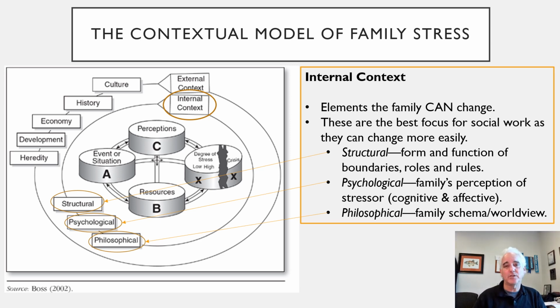And then finally, philosophically, we've talked a lot in the past about the family worldview or the family schema, what gives the family a structure, a lens through which they view the world. Is it a Christian lens? Is it an Islamic lens? Is it a Judeo-Christian lens? Are they looking at the world through a lens of want and need instead of abundance and access? Are they seeing themselves as victims or conquerors? These are philosophical things that we can help a family change.